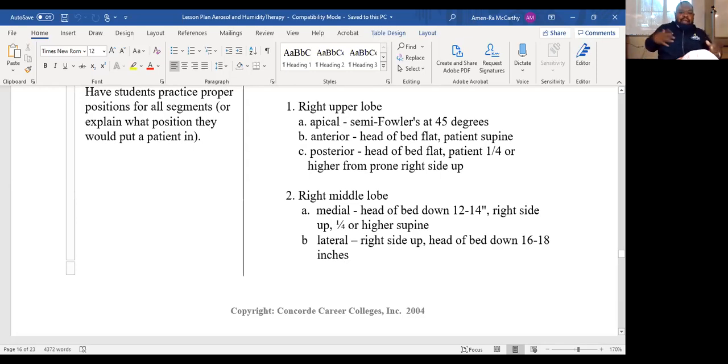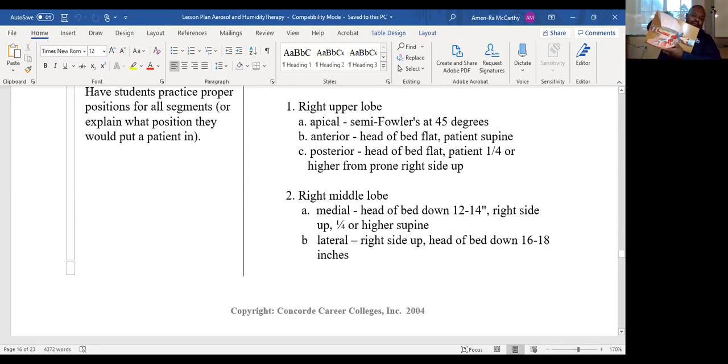If I'm going to drain my right lung, then I need to have the right side up in the air, right? I'm going to be laying on my left with the right side up, okay? It's common sense. Then the lateral segment of the right middle lobe, you're also going to have the right side up, but the head of the bed down 16 to 18 inches, okay? So that lateral segment of the right middle lobe, this is my left, this is my right. So I'm going to have my right side up, right? But I'm going to have the head of the bed down.